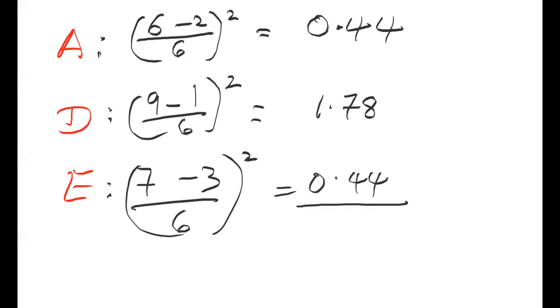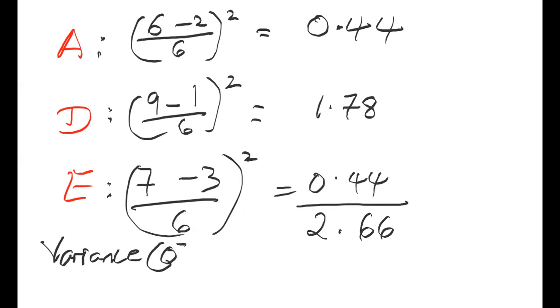Remember now what I said, you sum up these. So you add your 0.44 plus your 1.78 plus your 0.44, and that equals 2.66. So the variance for the project is 2.66. So variance, and that is known as sigma squared p, right, is 2.66.